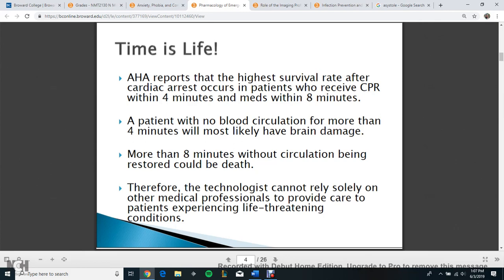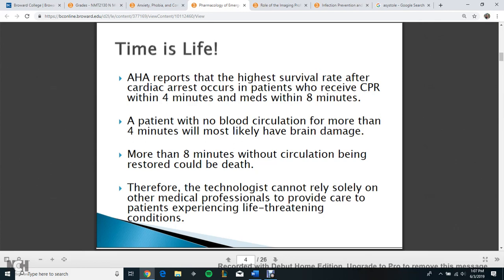Time is life. The American Heart Association reports that the highest survival rate after cardiac arrest occurs in patients who receive CPR within 4 minutes and medications within 8 minutes. I'll repeat that. The American Heart Association reports that the highest survival rate after cardiac arrest occurs in patients who receive CPR within 4 minutes and medications within 8 minutes.